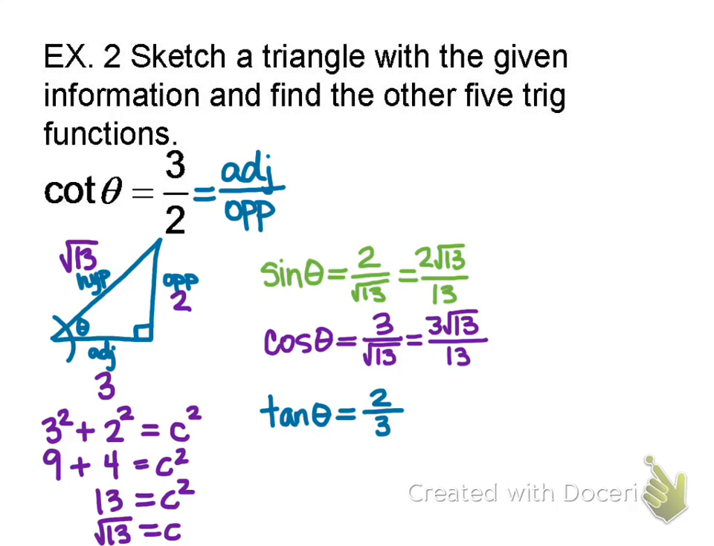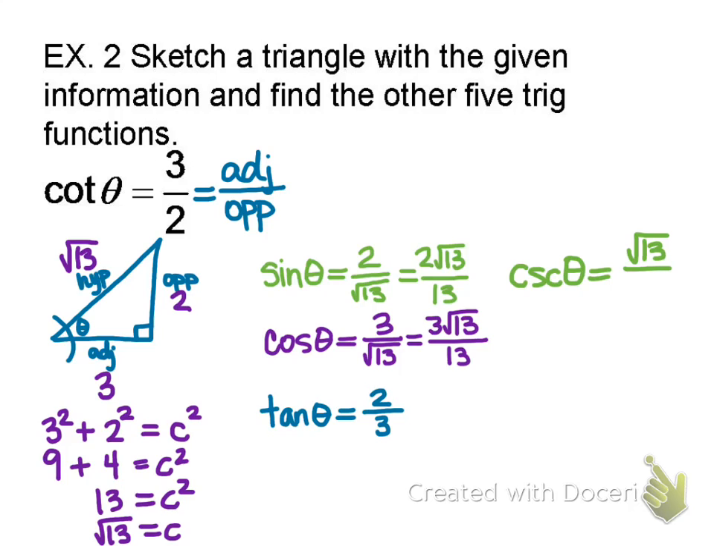Now we just need the reciprocals of sine and cosine. So the reciprocal of sine is cosecant, and we want to go back to the original fraction that we had for sine, and I want to flip it. If I take the final answer that I had for sine and flip it, then I would wind up with a square root on the bottom. I don't want a square root on the bottom. So we go back to the original, 2 over square root 13, and I flip it.